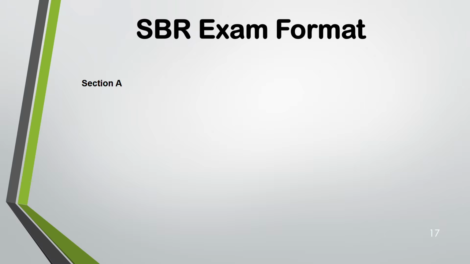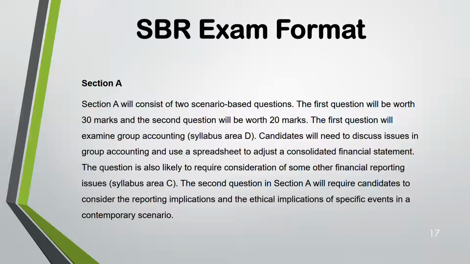Now, the exam is divided into two sections, section A and section B. Section A is 2 scenario based questions. First question is for 30 marks, second question is for 20 marks. No professional skill marks are tested in section A. Okay. First question will be from your syllabus D, that is a group accounting question.